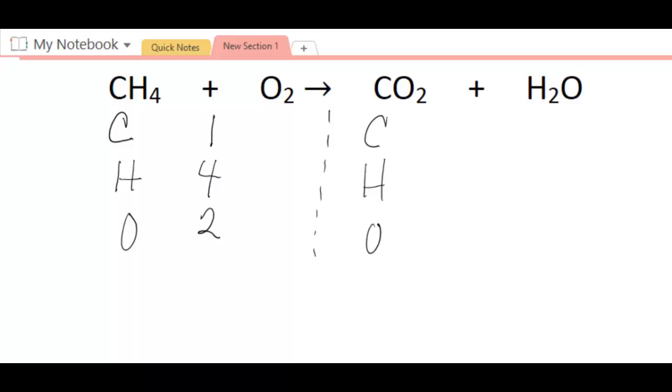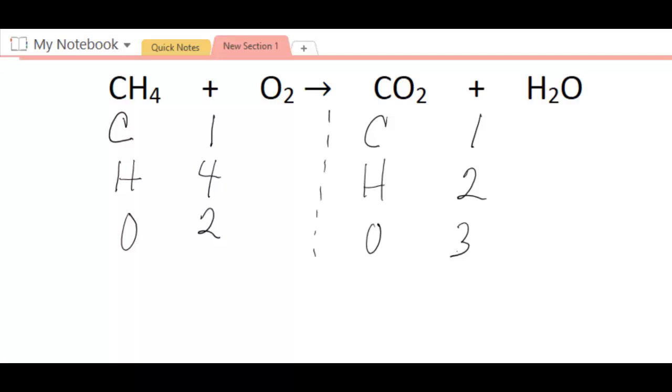So accounting for how much of each we have on the right-hand side, you have 1 carbon, you have 2 hydrogens, and you have 3 oxygens. So that is not balanced because carbons are balanced, but hydrogens and oxygens are not balanced. So you have 2 more hydrogens on the left side than on the right side, and you have 1 more oxygen on the right side than on the left side. So we need to do something about that.